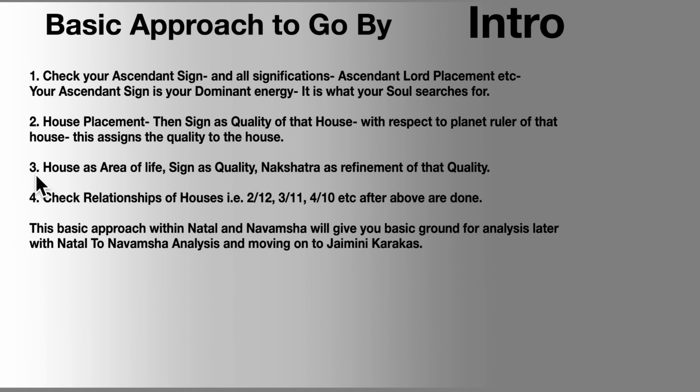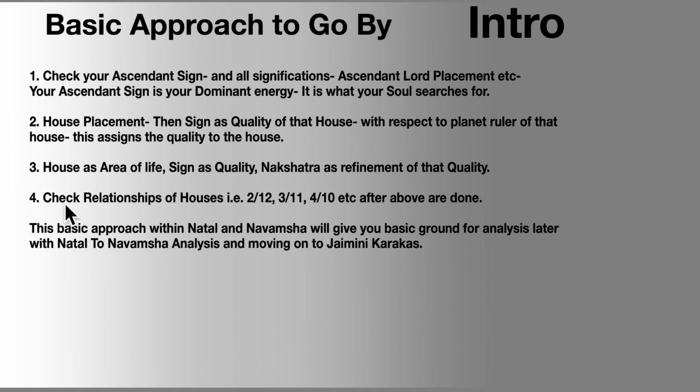So the order in which you cover this is house as the area of life. 5th house being education, children, your love and romance, that kind of thing, right? Area of life. Sign assigns as a quality and nakshatra as a refinement of that quality. Basic rule, okay? Follow this everywhere. Because as we tend to go deeper and deeper into astrology, we tend to forget some basic rules.